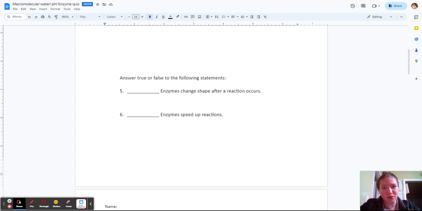Enzymes speed up reactions. That is true. That is actually the main function of enzymes, is to make those reactions go faster.